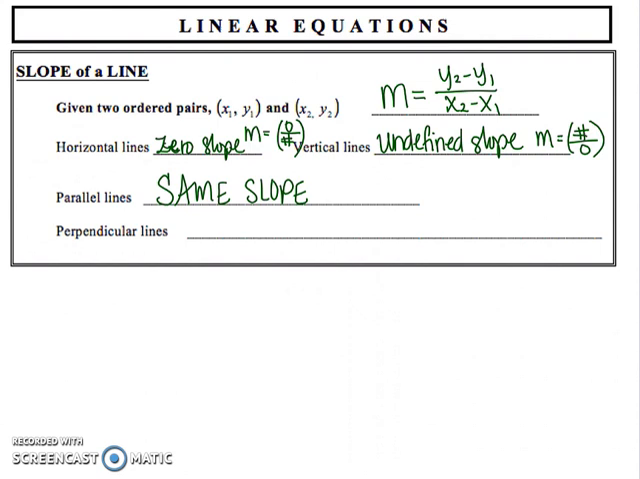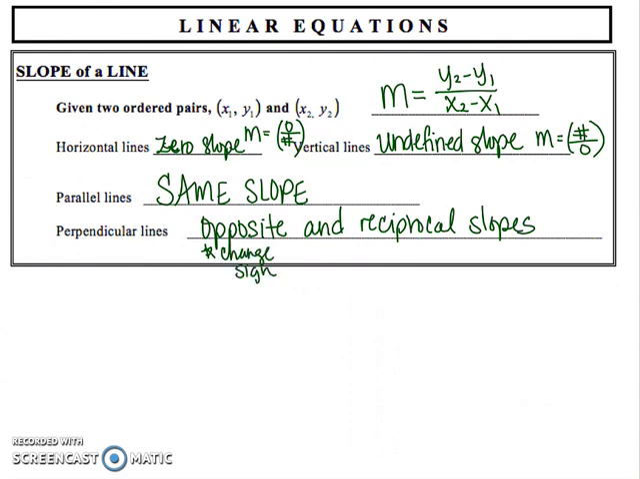And perpendicular lines, this is the one that people always have trouble remembering. Perpendicular lines have slopes that are opposite and reciprocal. So remember, with the opposite, that means that we are going to change the sign. And reciprocal means that we are going to flip the slope over.